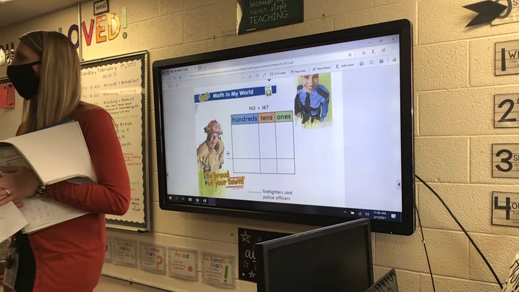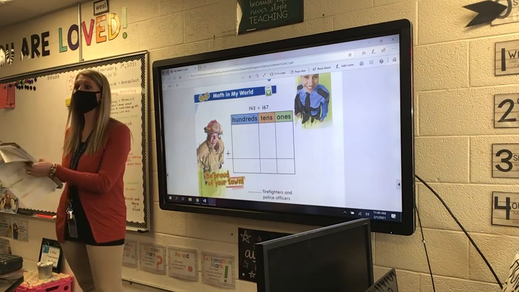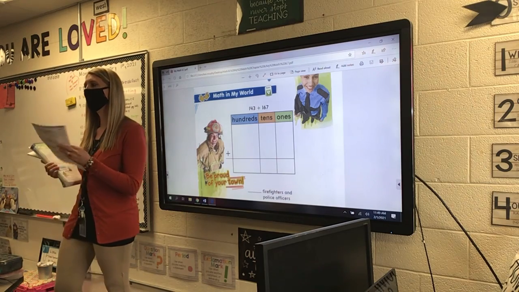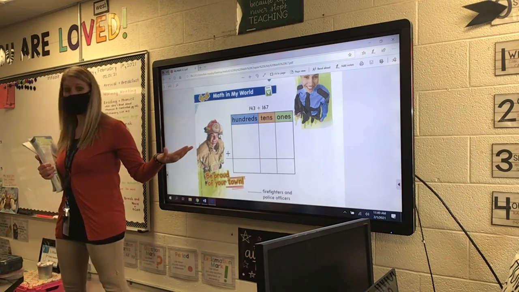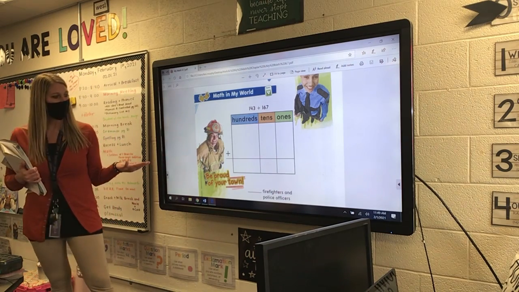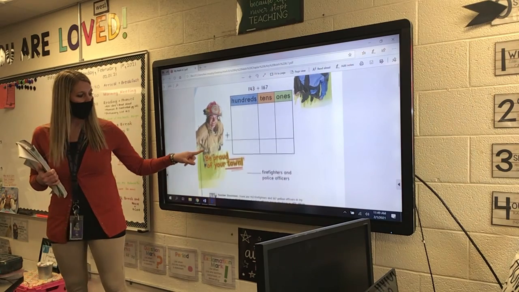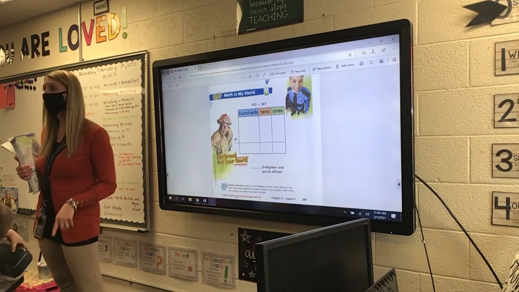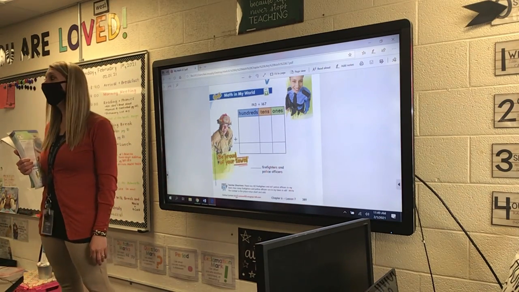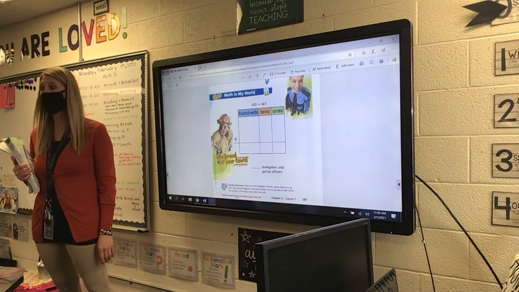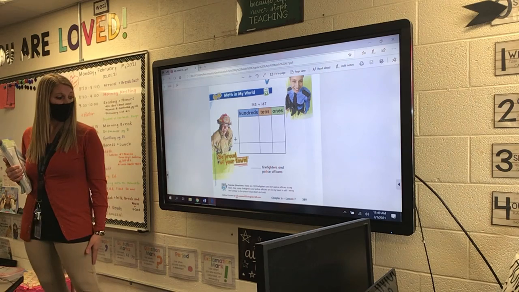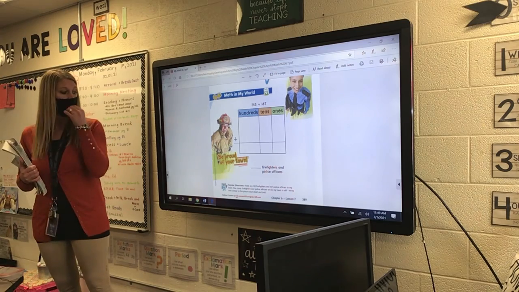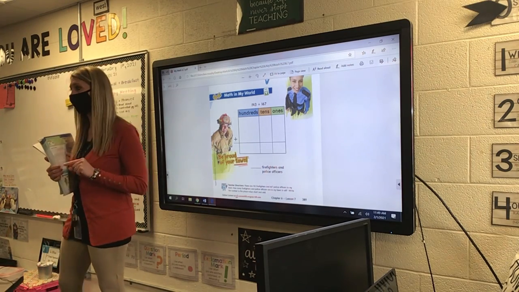All right. Now, this works perfect because this morning we were talking about community helpers. So today in math, we have a problem about a couple community helpers. Our math problem says there are 100 are in my town, are in town in all. Write the number in the place value chart and add.